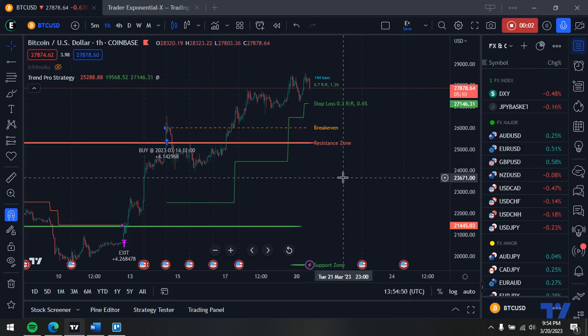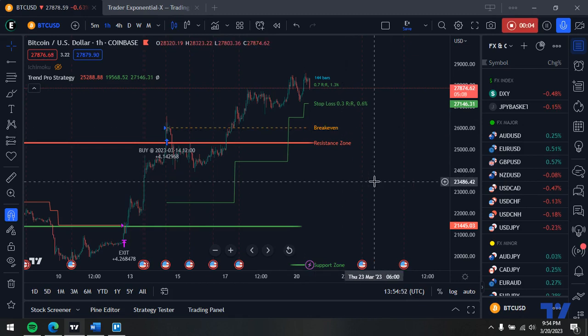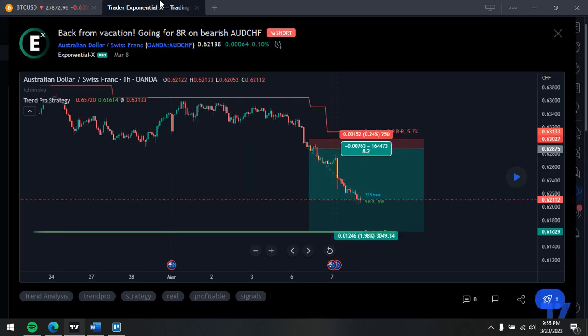All right. So before we get into this Bitcoin analysis using the Trend Pro strategy, let me just quickly circle back to a post we made about a week ago on March 8th. Just came back from a vacation, as some of you know. And I saw this opportunity on the Aussie Swiss as I was looking at the chart.